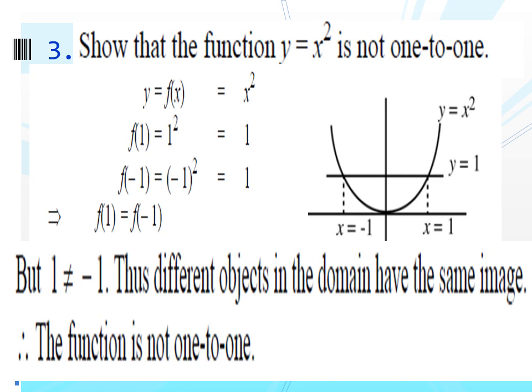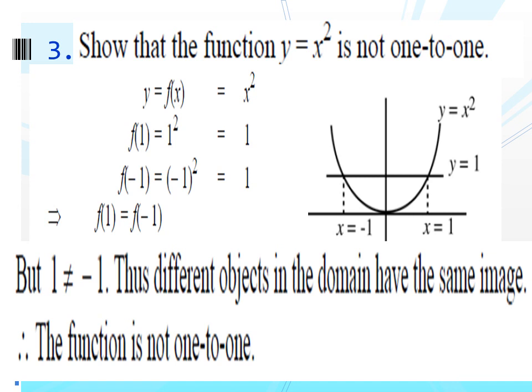Show that the function y is equal to x squared is not a one-to-one function. Here in the graph, f of minus 1 and f of 1 have the same image in the codomain, y is equal to 1 in B. If y is equal to f of x which is equal to x squared, then f of 1 is equal to 1 squared, that is equal to 1. f of minus 1 is equal to minus 1 the whole squared, that is also 1.